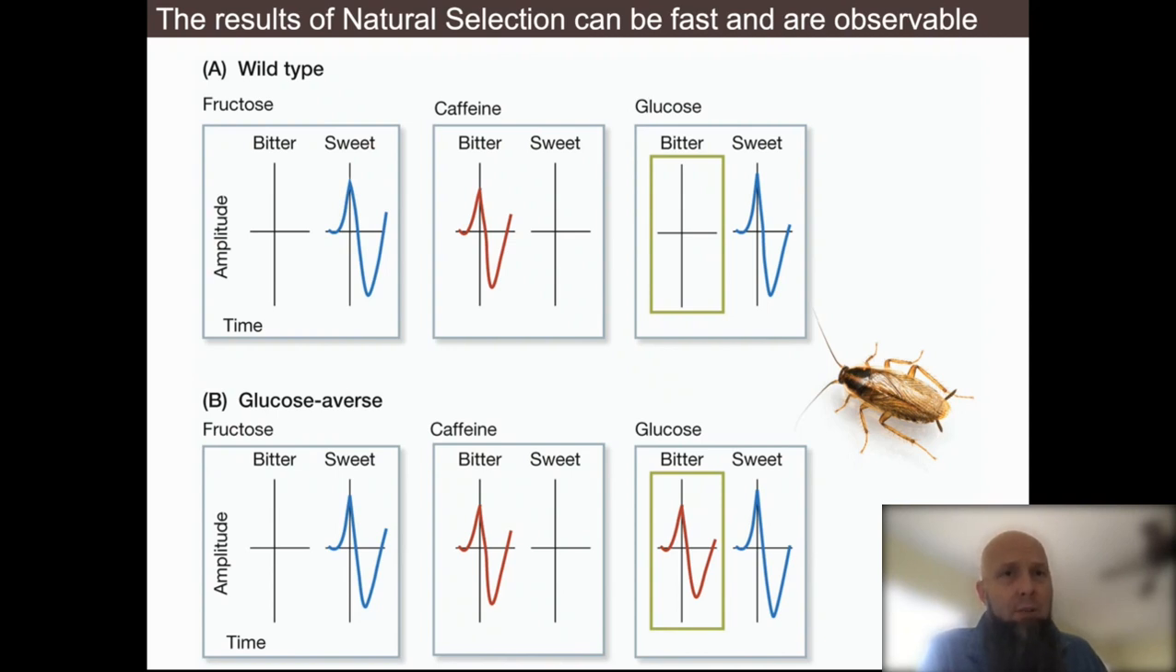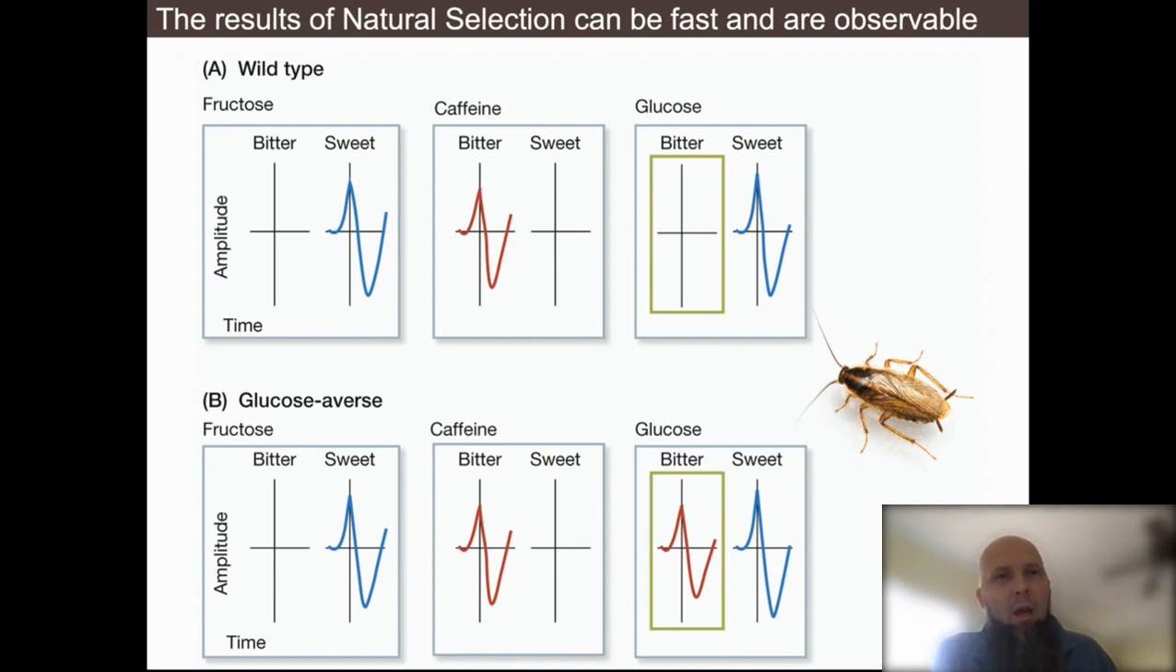The results of natural selection in this example are pretty remarkable because what we've seen is in recent decades, these roaches have evolved to avoid consuming the poison that is in these commercially available roach traps that you can buy at Walmart or Home Depot. And so the graphs here are illustrating neuron responses of two different neurons in these cockroaches to things that they taste that are sweet or bitter, right?